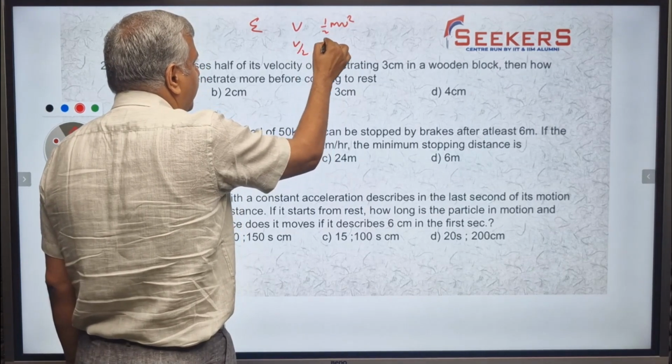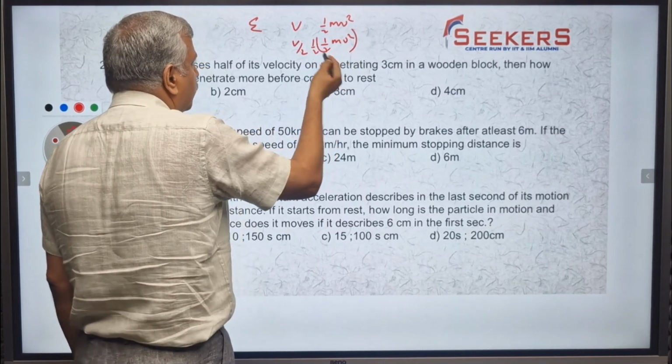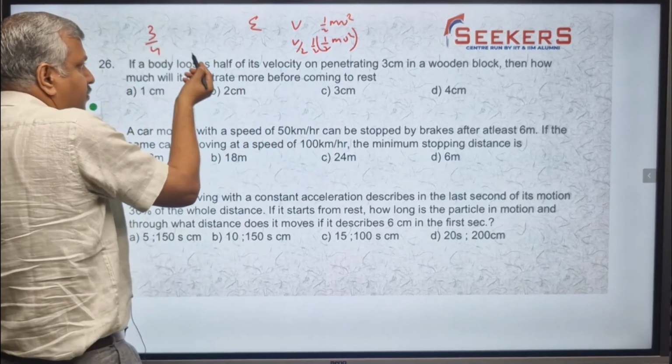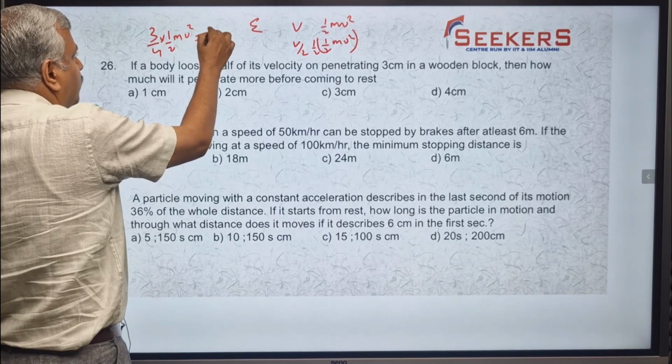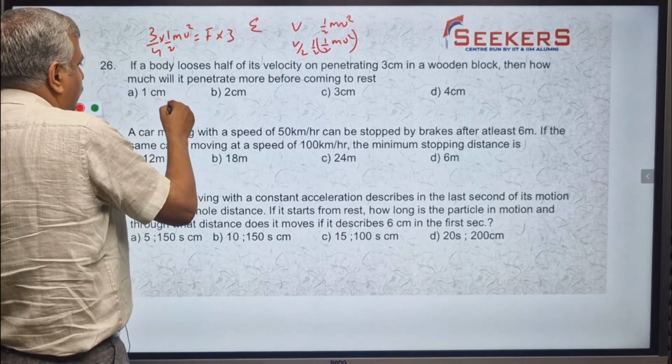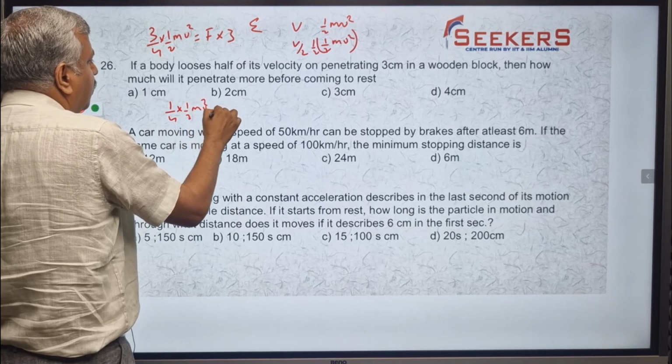Finally the velocity is v by 2, so the kinetic energy is half mv squared, but it will be 1/4 of this. So can I say 3/4 of the energy was lost? So 3/4 of half mv squared is equal to force into distance. Now for the other 1/4 of half mv squared, what will it be?